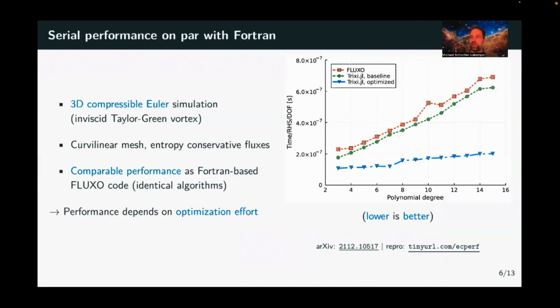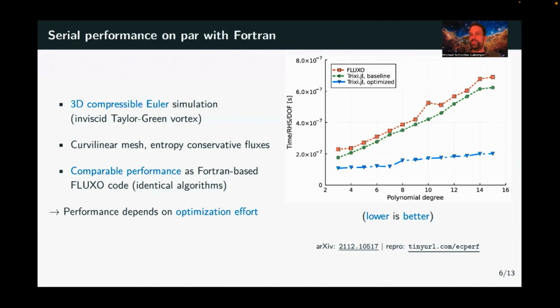But today we want to talk about parallel performance. And before we talk about parallel performance, we have to look at serial performance, of course. This actually results from a paper that we already published two years ago. This is a 3D compressible Euler simulation setup for the inviscid Taylor-Green vortex. We use a curvilinear mesh with entropy conservative fluxes. This is only relevant if you care about discontinuous Galerkin methods. And to evaluate the performance, we compared it against a Fortran-based simulation code that is already very mature and optimized.